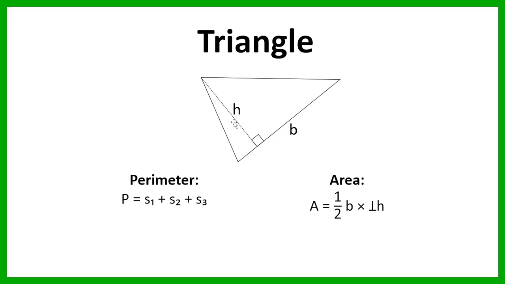So you can see I've got this dotted line, which is perpendicular to that side of the triangle, and it meets the opposite corner of the triangle. So it is the perpendicular distance from this corner to the opposite side. That is going to be your perpendicular height. So you have to use the length of the side that it is perpendicular to as your base. Okay, so this would be your height, that would be your base in this particular example.